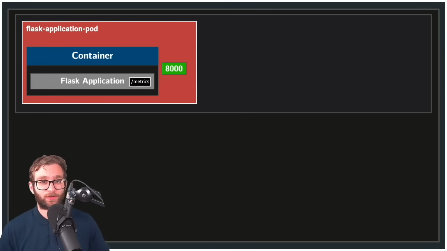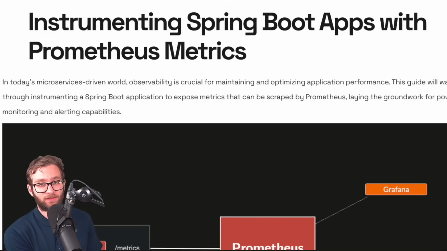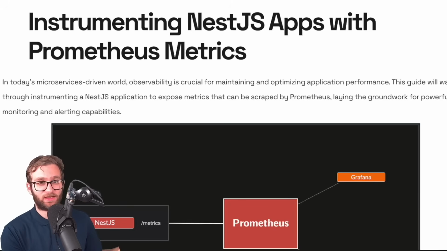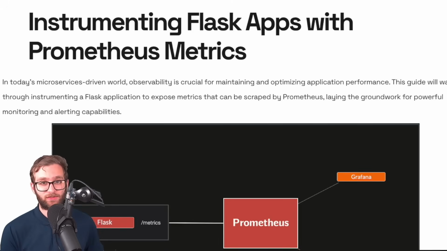I wrote 4 separate articles that describe how various types of apps can be instrumented to expose Prometheus metrics. So like Spring Boot apps, Flask apps, Nest.js apps. If you're curious, feel free to check out the articles, links in the description below.